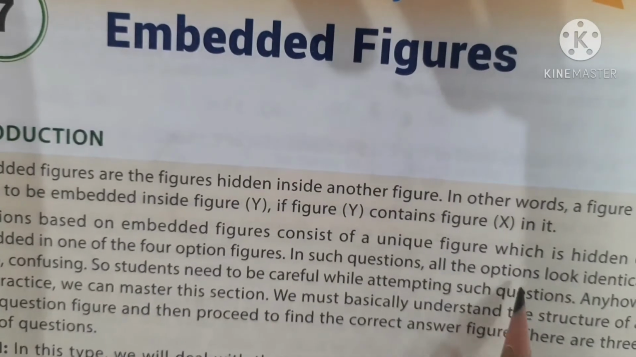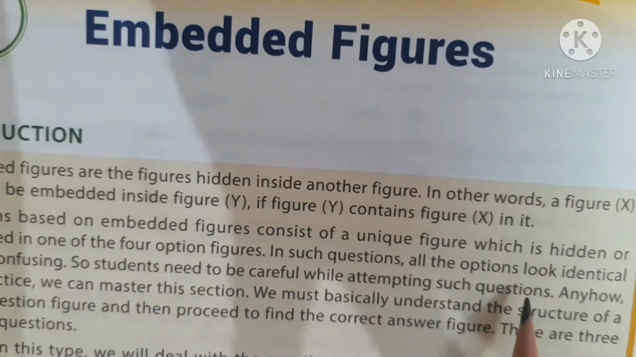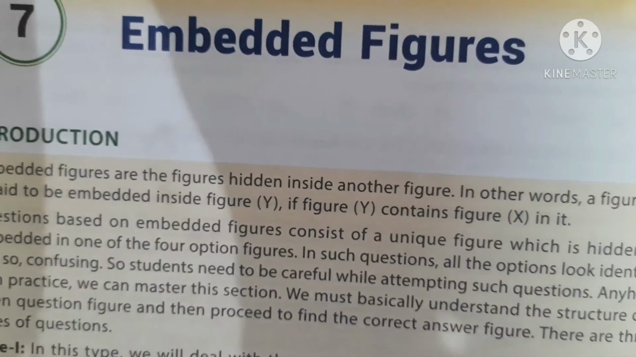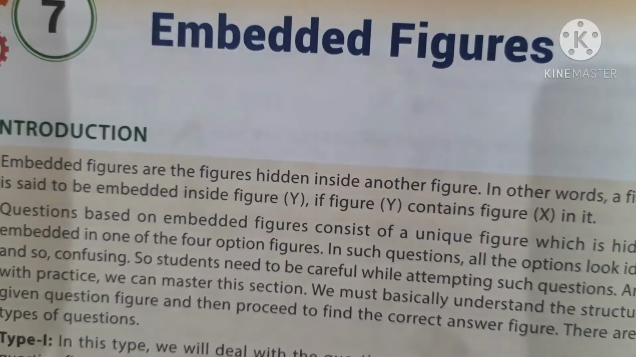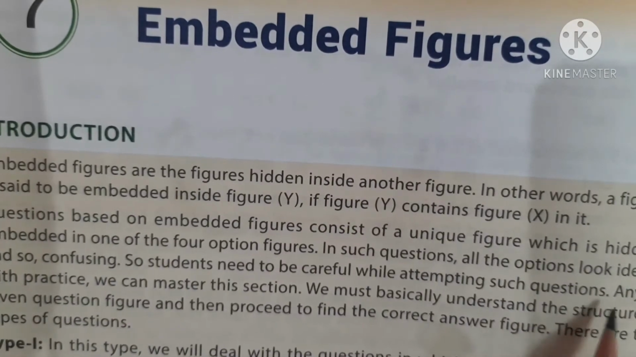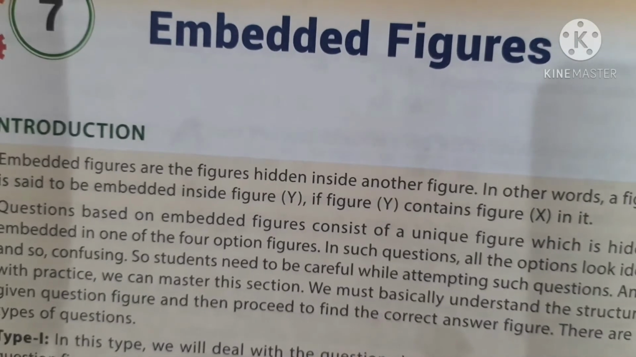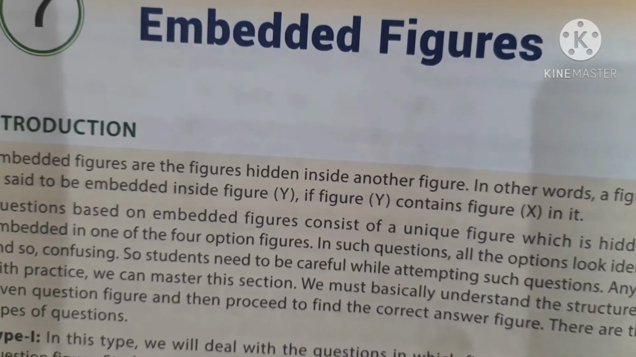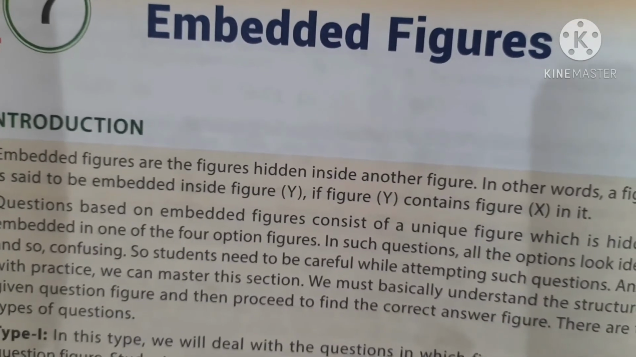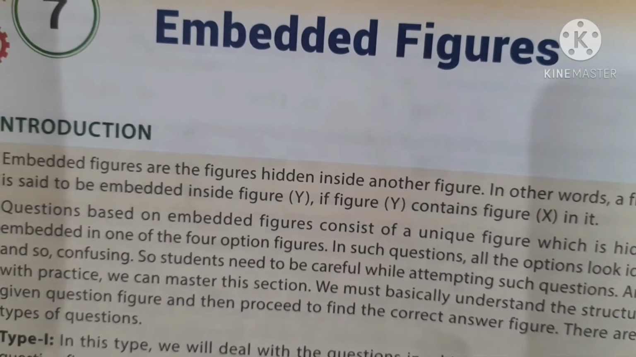In such questions, all the options look identical. Now, such questions are a little bit confusing. All the 4 options which are given in the question seem to be identical. So, students need to be very careful while attempting such questions. And with practice, you can master this section. So, not much is to be told by me in this chapter. You have to observe the questions carefully, figures carefully, and look at the options, and then you have to tell which answer is correct.